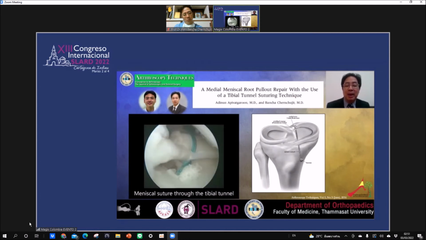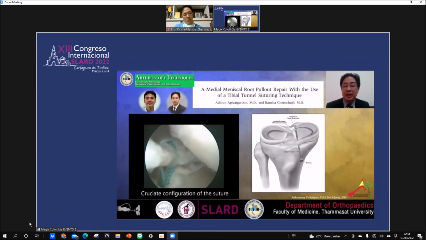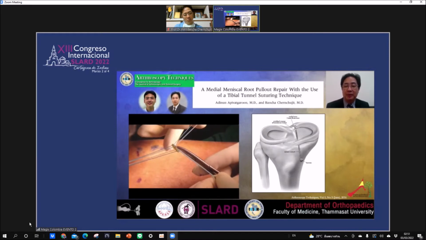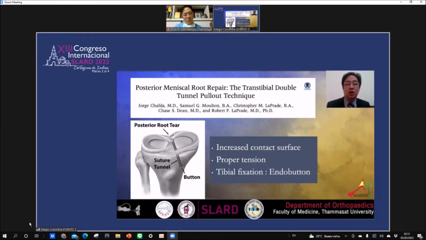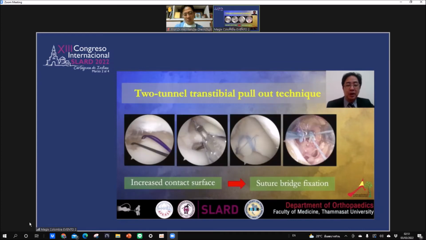We repair the root in Mason Allen configuration and secure with cortical button. In 2016, George proposed the double tunnel pull-out technique. He claimed that this technique may increase the contact surface at the root and give better contact healing. This is my patient with double tunnel pull-out technique.